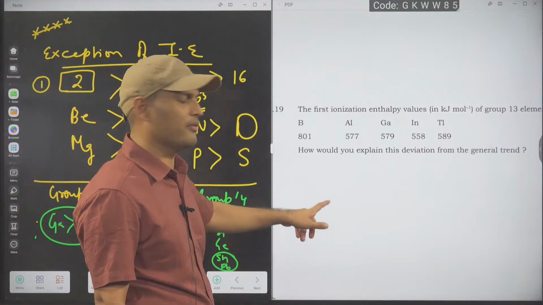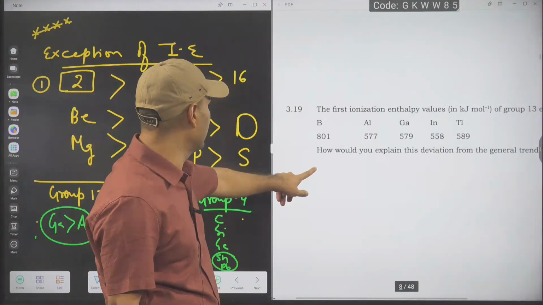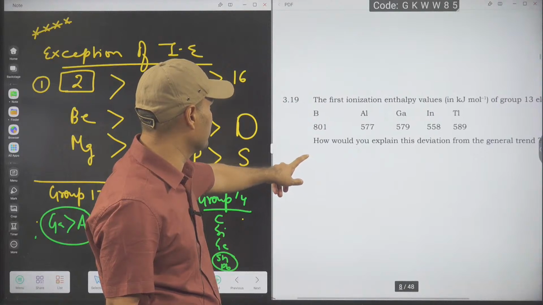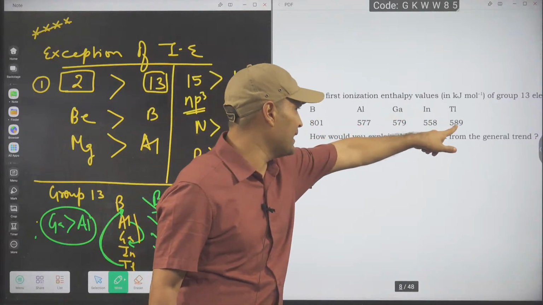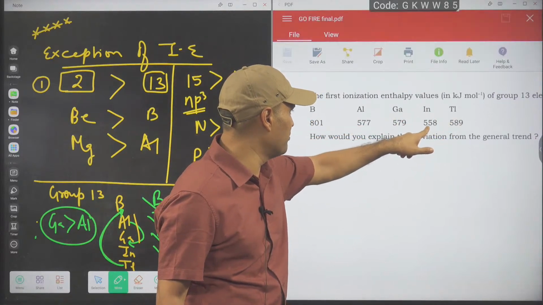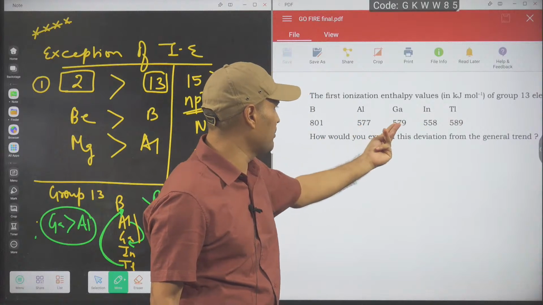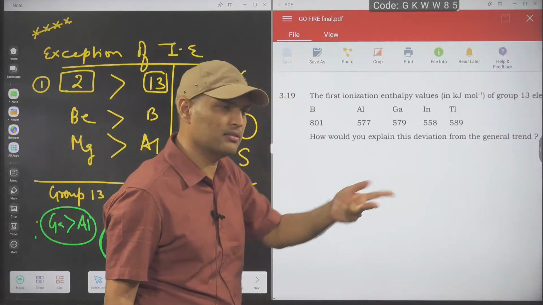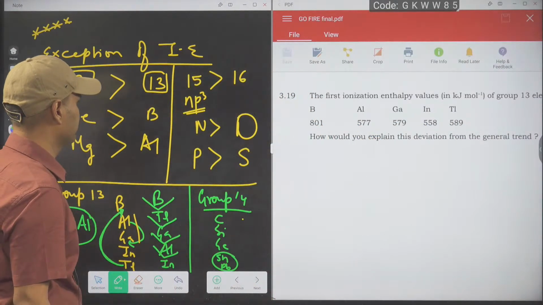Online people, those who are saying the video is stuck, they can check periodic table question 3.19. So after boron, thallium. Look, indium is minimum, gallium is more than aluminium by 2 units only, but they will ask. Understood? Finished. So that's all.